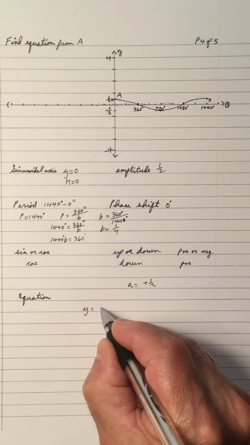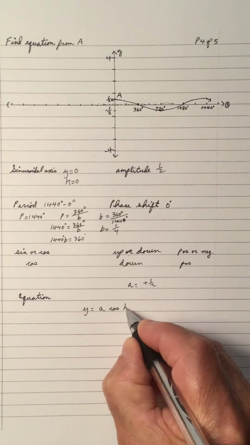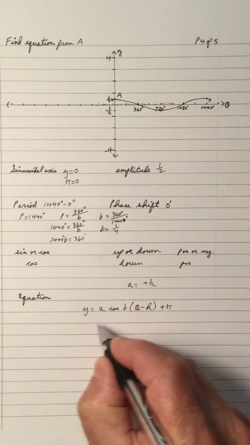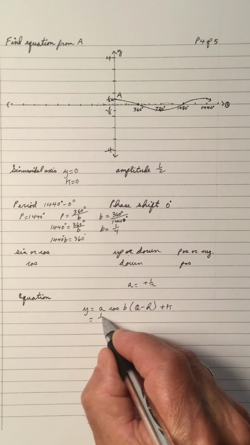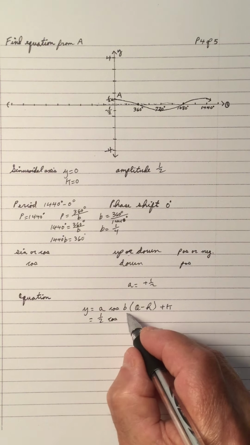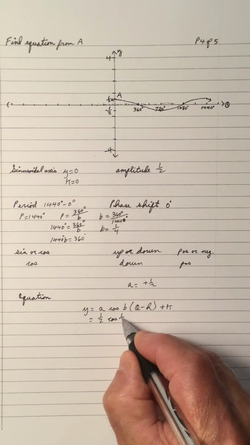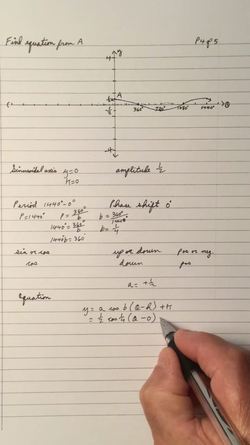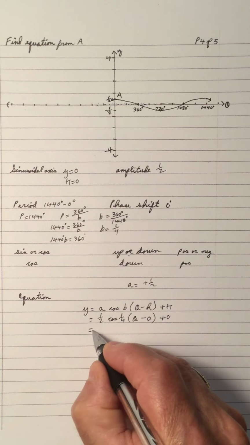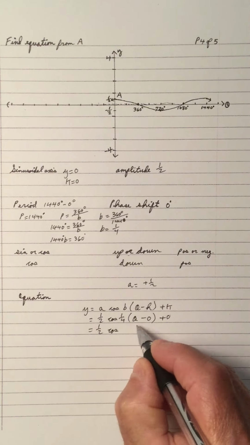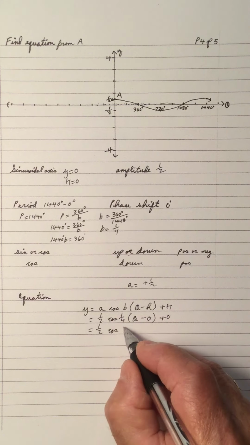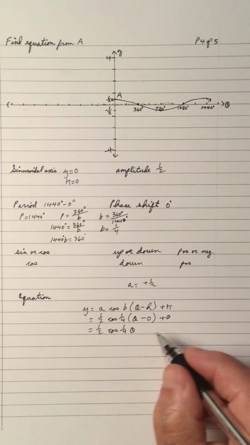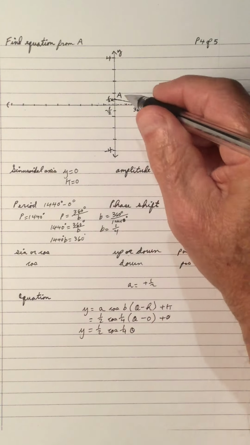So y equals a cos b theta minus h plus k. So a is 1/2. We have a cos, and b is 1/4. Theta minus 0, and k is 0. So we have a 1/2 cos. Theta minus 0 is theta, so we get 1/4 theta plus 0. So there's the equation that represents this graph.